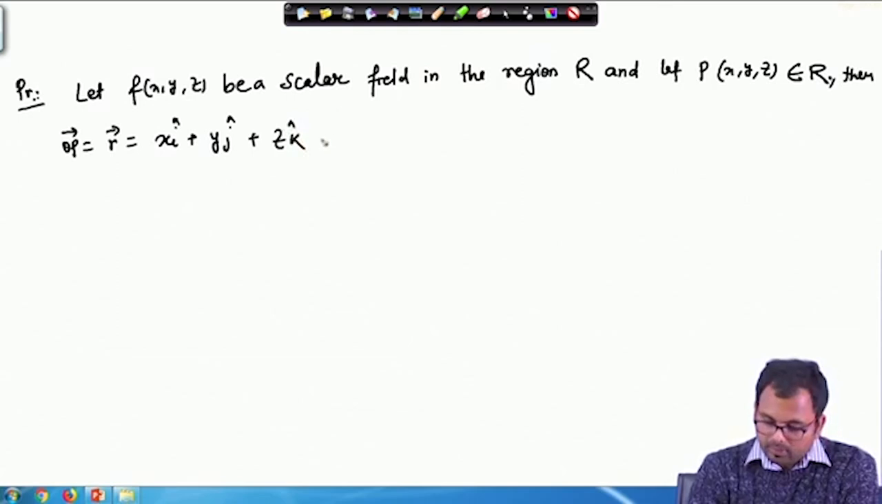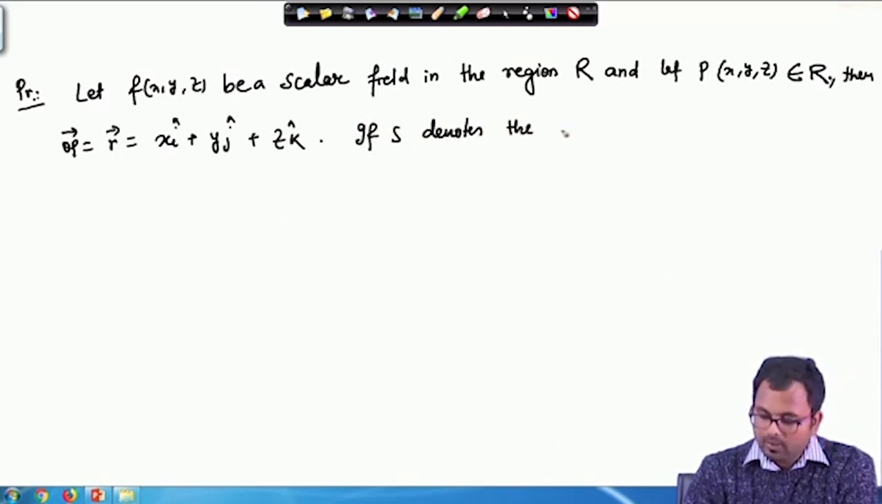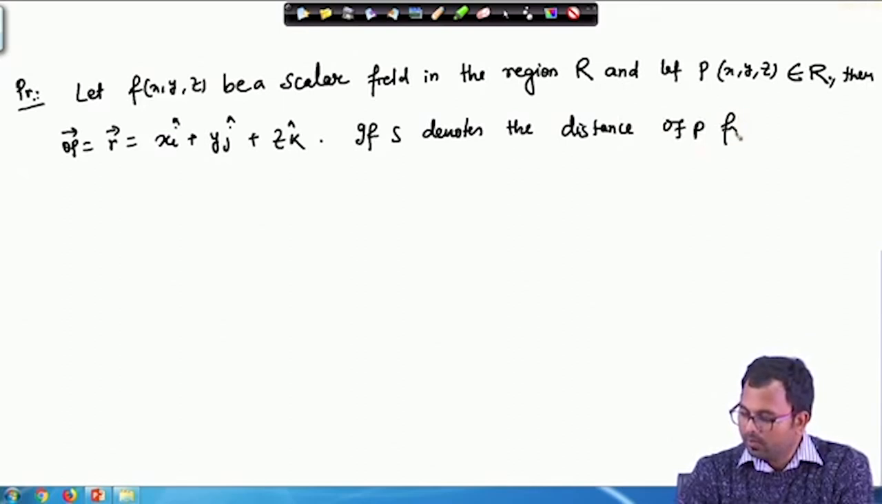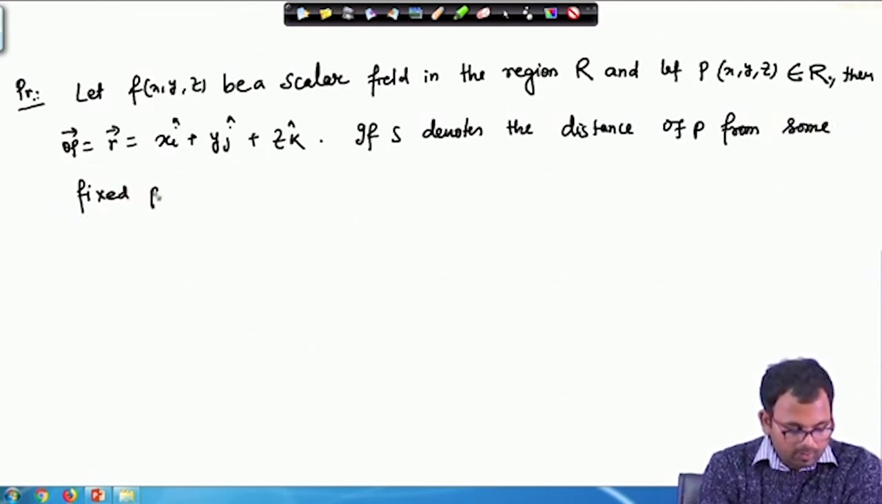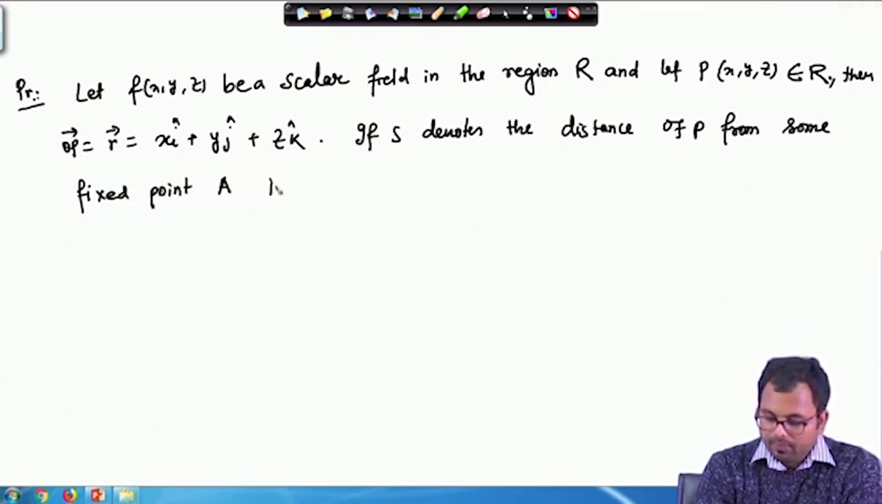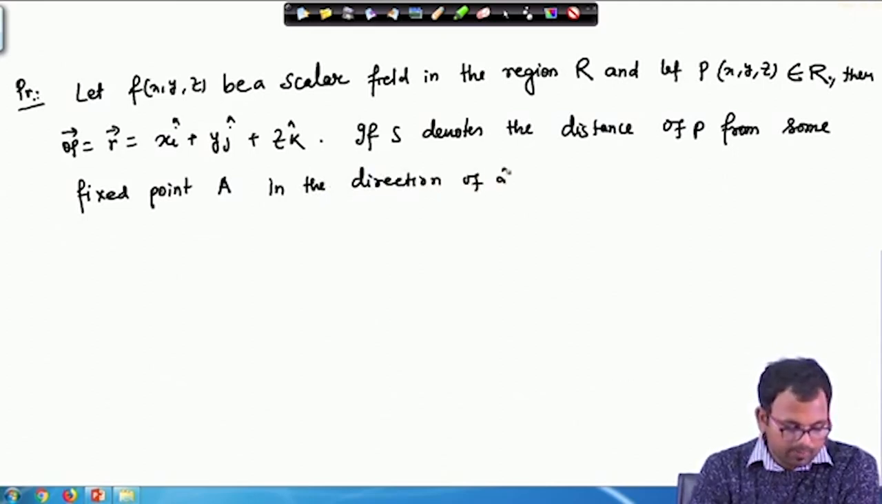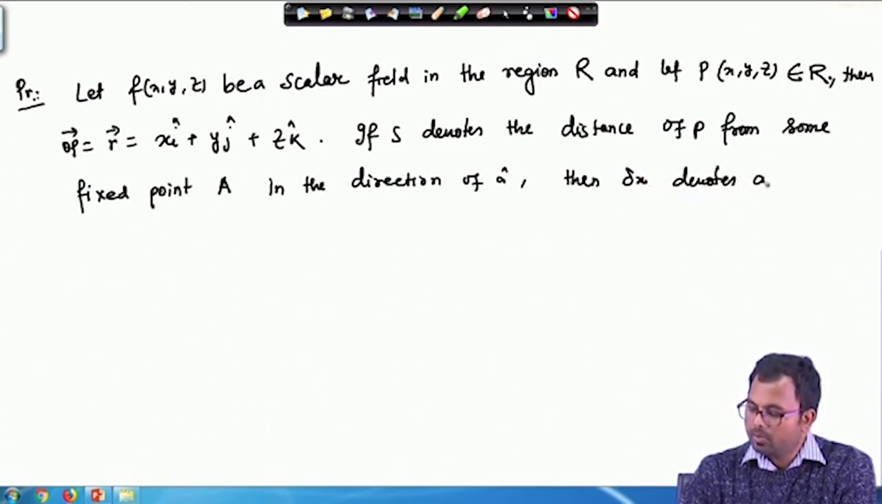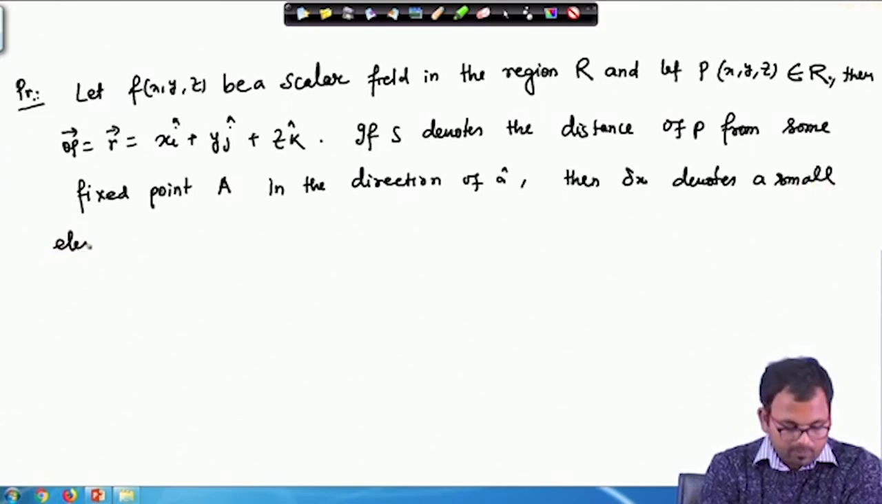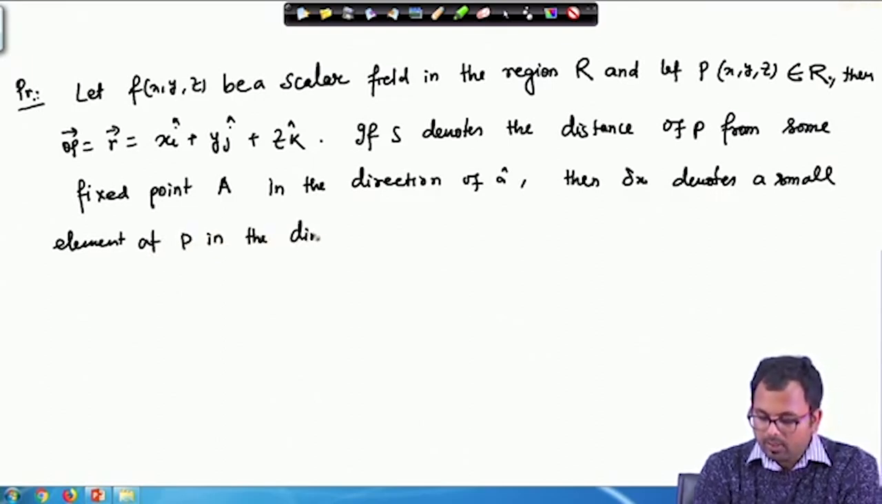Alright. Now, if s denotes the distance of p from some fixed point A in the direction of a cap, then delta x denotes a small element at p in the direction of a cap.